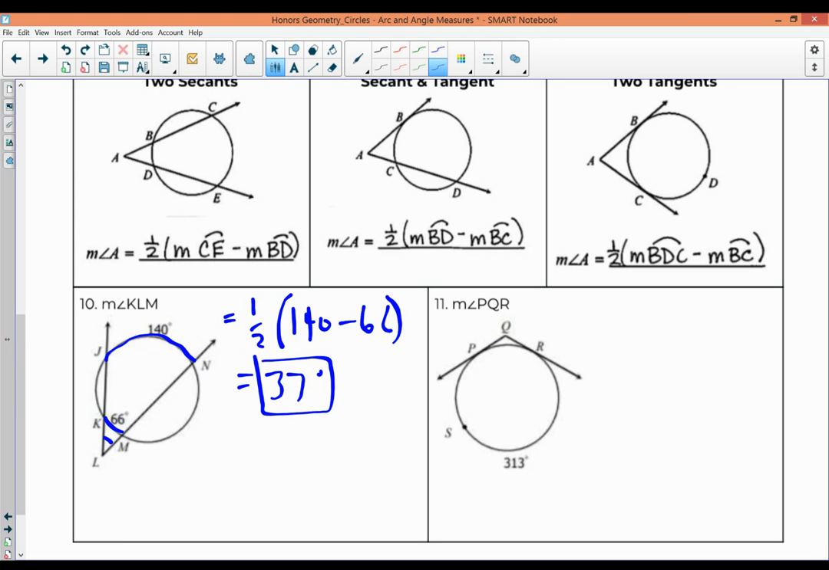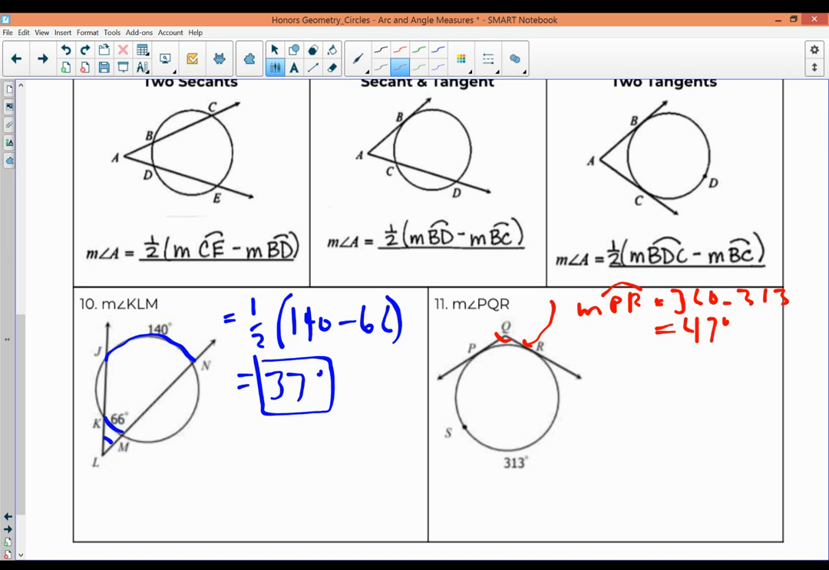Okay, now we're looking for the measure of angle PQR. When we look at this at first, it doesn't look like we have enough information because we just have the measure of arc PSR, but we can get the measure of arc PR, because that's going to be 360 minus 313, which gives us 47 degrees.